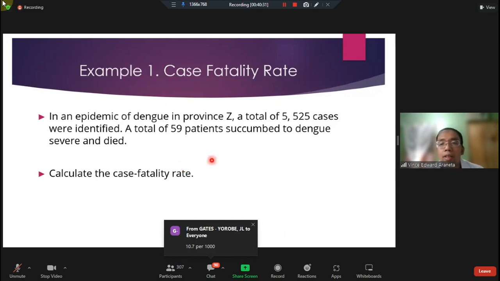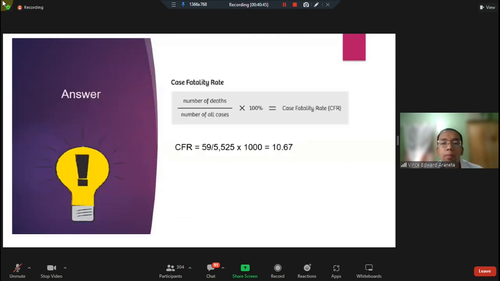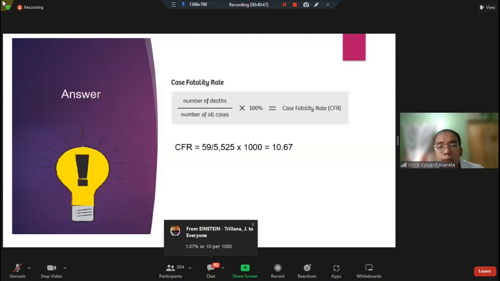Yes, it's relatively small actually, but ideally there should be lower or no fatalities as an aim for dengue. 1.07% or 10.67 per 1,000 population.